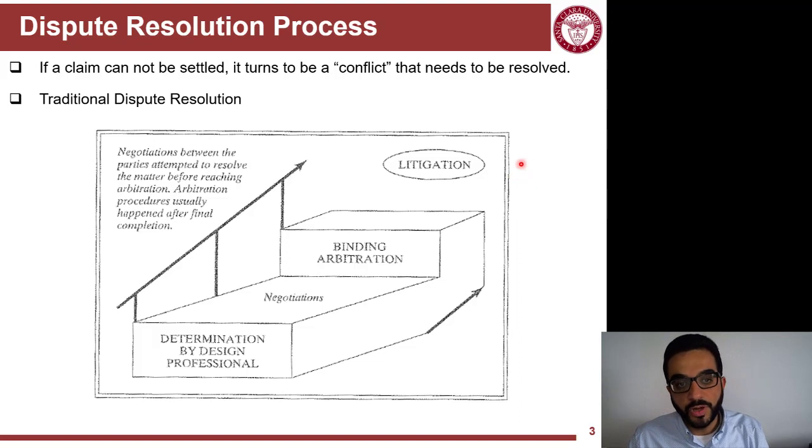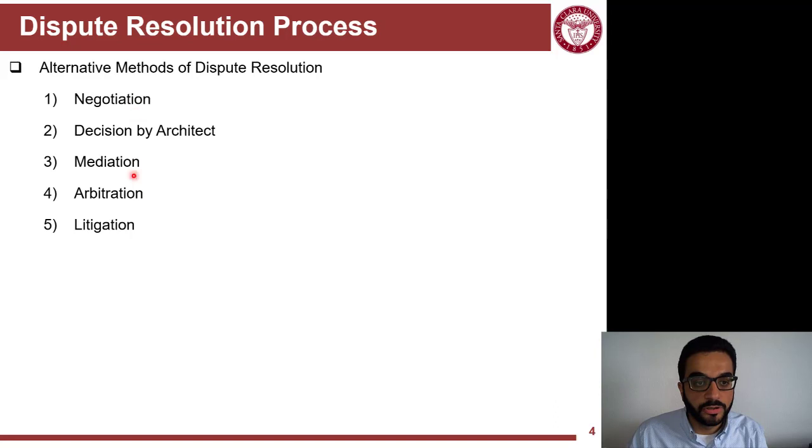There are traditional ways to resolve disputes, and this is what we call the dispute resolution ladder. The ladder indicates that the further you go into the process of resolving this dispute over the different steps, the more implications you will have, and the more effort and cost it will be for you. So there is the determination by the design professional. You can negotiate, you can mediate, and you can arbitrate, and then litigate. These are the methods we're going to cover in this video.